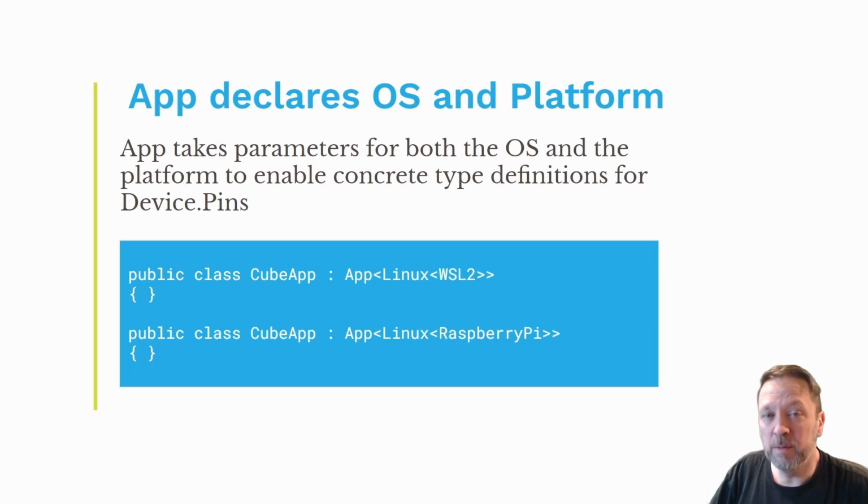Meadow.Linux apps look a little bit different than they do for F7. The application definition, for example, declares both the OS that you're going to be running on and the platform, being the hardware. You can see here we've got an example. Both of these are Meadow.Linux applications, so you've got the Linux generic parameter, but then it also takes in that platform, which gives you the pinouts for, say, WSL2 or Raspberry Pi. We've got more pinouts than this in the repository, but these are just examples.